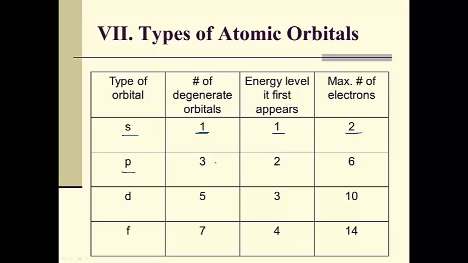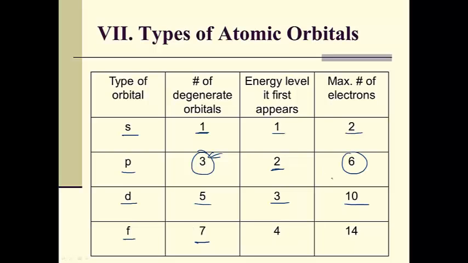P orbitals, anytime you get p orbitals, you have to get 3 of them. They don't show up until energy level 2. And since each one of these can hold 2, the p orbitals can hold 6 electrons. D orbitals, there's 5 different types of them. They only show up in energy level 3. Each one of those 5 can hold 2, so there's 10. F orbitals, 7 of them. Notice a pattern, 1, 3, 5, 7.